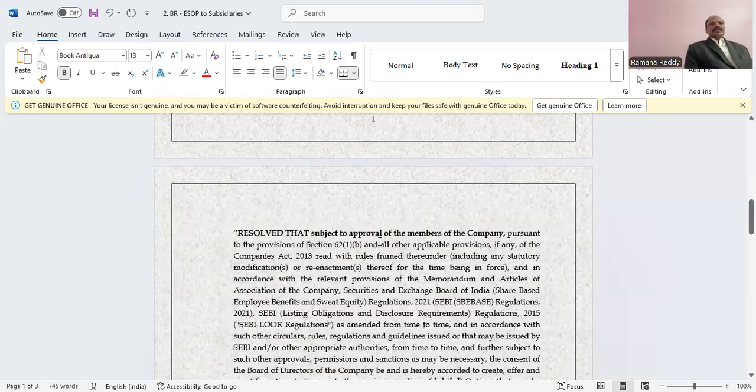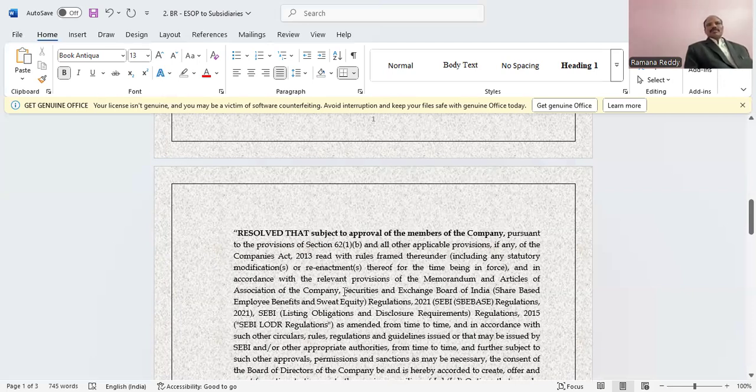Resolved that subject to approval of the members of the company, pursuant to the provisions of section 62(1)(b) of the Companies Act 2013. So we are mentioning section 62(1)(b) and all other applicable provisions, if any, of the Companies Act 2013, read with rules framed thereunder, including any statutory modifications or re-enactments thereof for the time being in force, and in accordance with the relevant provisions of the memorandum and articles of association of the company.